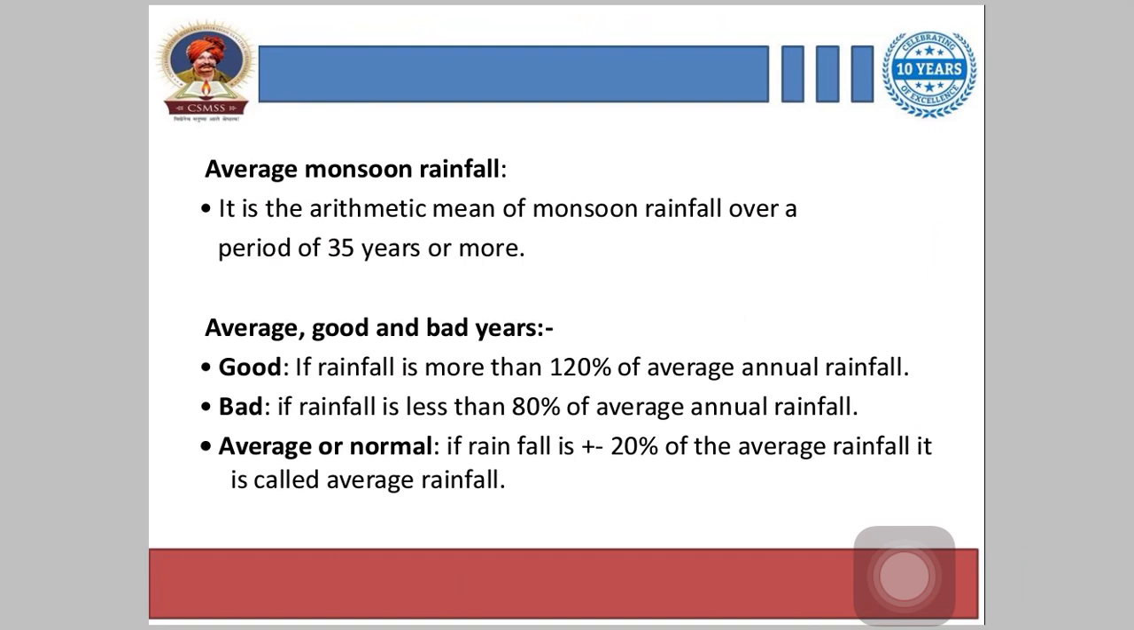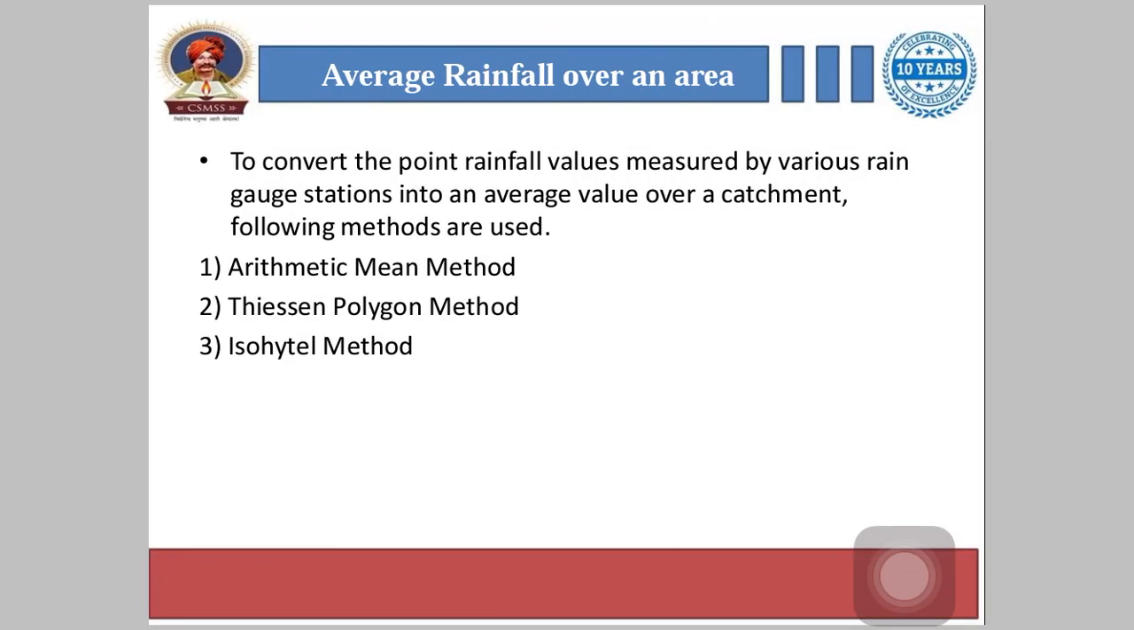So now we will see about the average, good and bad years. So what is a good year? If the rainfall is more than 120% of average annual rainfall, then it is called a good year, and if the rainfall is less than 80% of the average annual rainfall, it is called a bad year, and if the rainfall is plus minus 20% of the average rainfall, it is called average, or we can say normal rainfall.